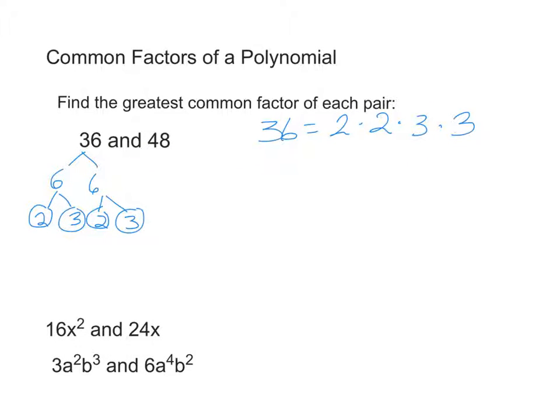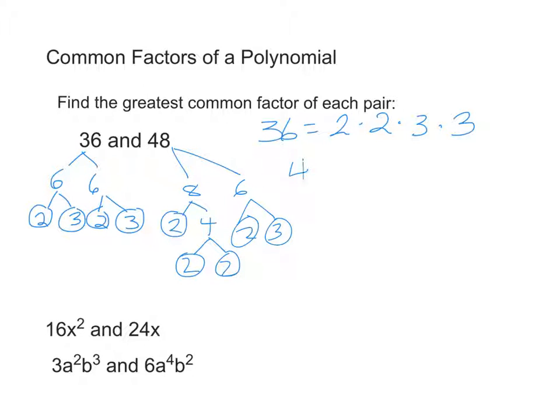48 we can break down into 6 times 8, right? 6 times 8. And then 8 is 2 times 4. 2 is prime. 4 is 2 times 2. And those are both prime. And 6 is 2 times 3. So we could say 48 is 2 times 2 times 2 times 2 times 3. Those are the prime factorizations of 36 and 48.